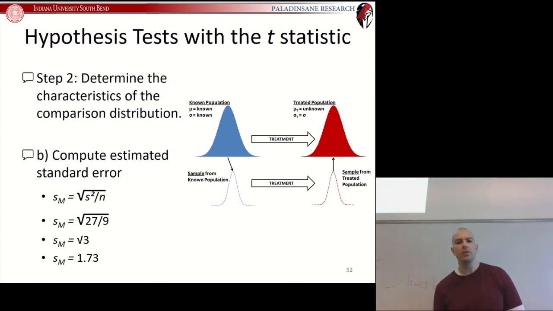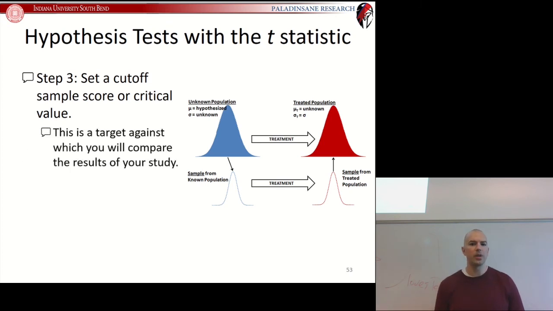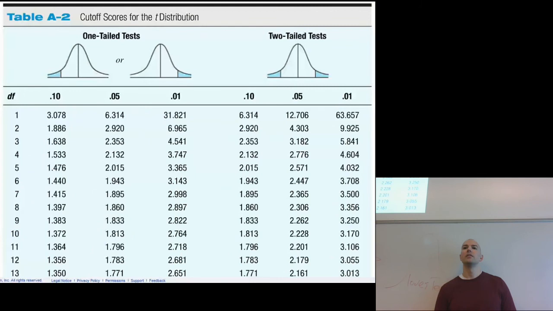Next thing we got to do, we got to set a cutoff sample score or a critical value, aka we got to draw those lines in the sand to see whether or not our sample crosses those lines. So that's step 3 right now, the target against which we're going to compare the results of our study. This is where we have to go to the table and make sure that you're going to the right table. So make sure that now that we're doing t-tests, now that we're using that t-distribution, make sure you go to table A2, and look for the t-distribution cutoff scores.